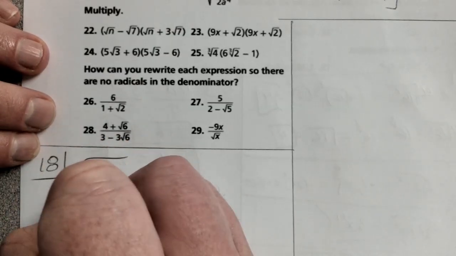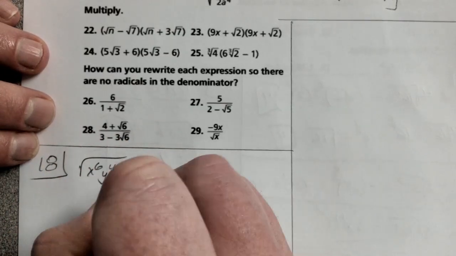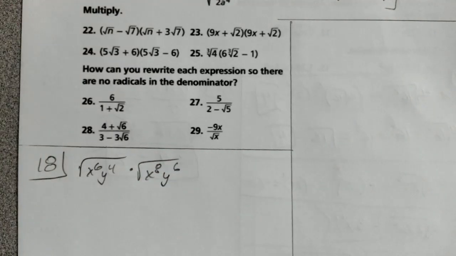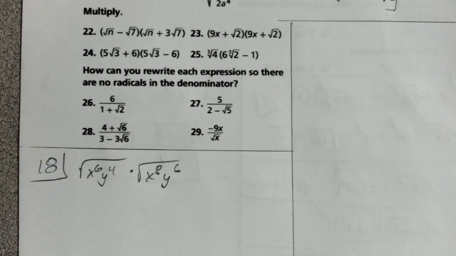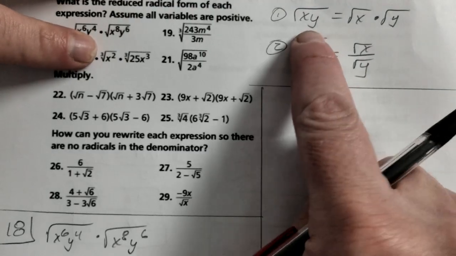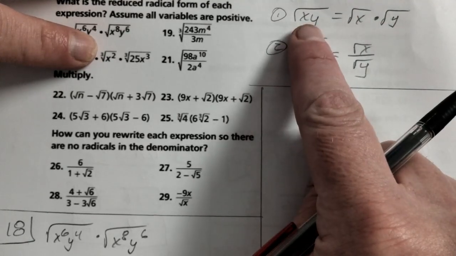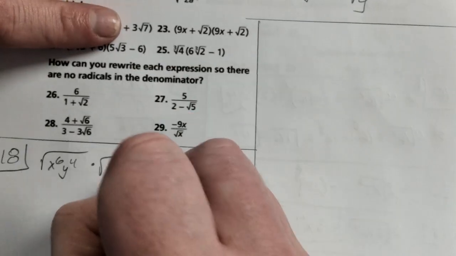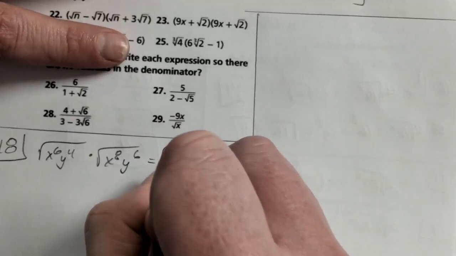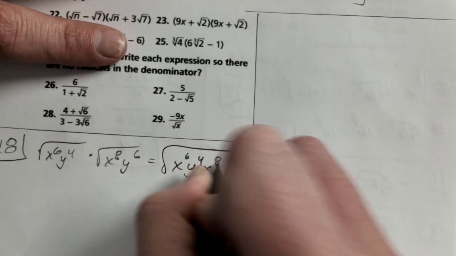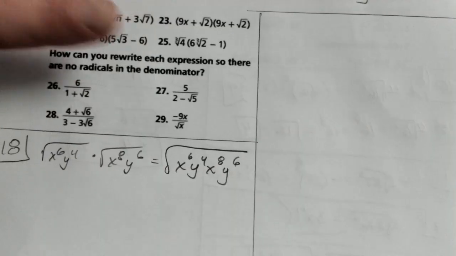Square root of x to the 6th, y to the 4th, times the square root of x to the 8th, y to the 6th. Like with a lot of these problems, there's multiple ways of doing it. But I'm going to use the product property of radicals first. I'm going to go from 2 radicals being multiplied to 1 big radical with everything underneath. So here we get the square root of x to the 6th, y to the 4th, times x to the 8th, y to the 6th.